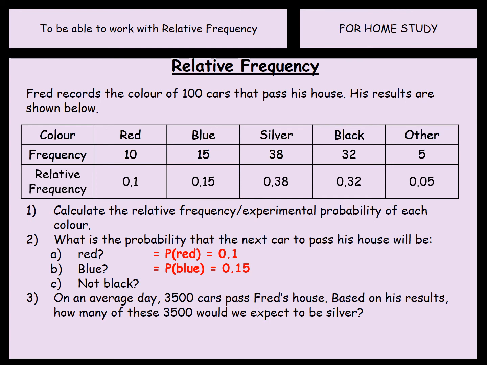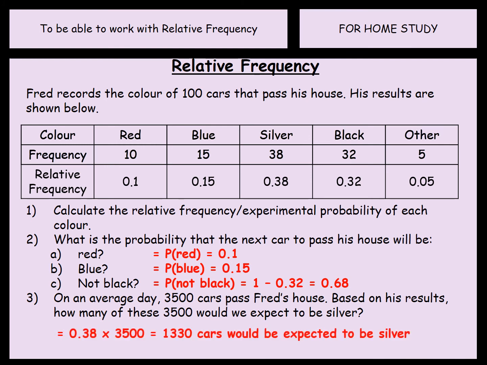So 1 minus 0.32 is going to be 0.68, so not black. And then we're going to use this information to project forwards. So on average, 3,500 pass the house. Based on his results, how many of these 3,500 will we expect to be silver? Well, the probability of being silver is 0.38. So we're going to do 0.38 multiplied by 3,500, and that gives us the number of cars we expect to be silver.